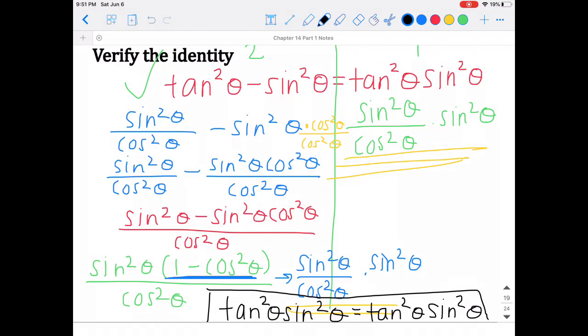Sorry that I ran out of room at the end, but there is definitely another method to use to solve this one, so don't be afraid. If you see another way to do it, try it out. As long as you get to the same exact spot at the end, you verified your identity and you are good.